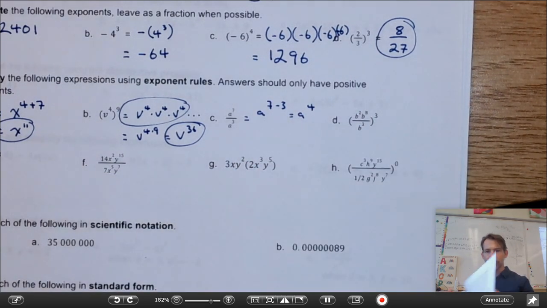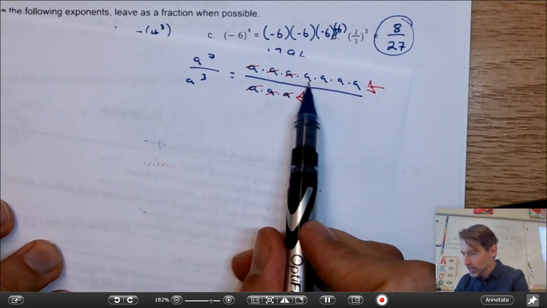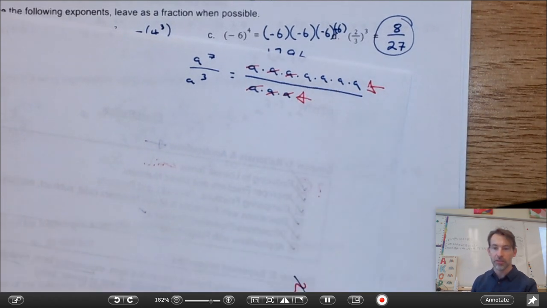Wait, I thought you had something else over there. No, I didn't. Look. A to the 1, 2, 3, 4. 4 copies of a multiplying. Same.